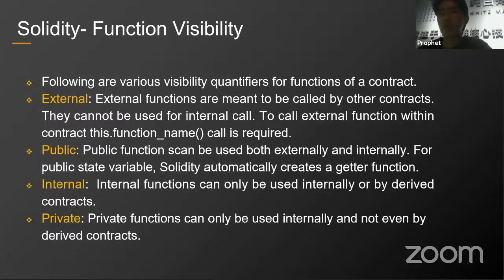I just talked about the visibility of the variables, right? Now I'm going to talk about the visibility of the function. I just introduced public, internal, and private. It's the same here, and there is one new one called external. If a function's visibility is external, you can only use this function from another contract, not from this contract. If you use an external function in the current contract, the compiler will give you an error. So if you want to define function visibility, just be careful.